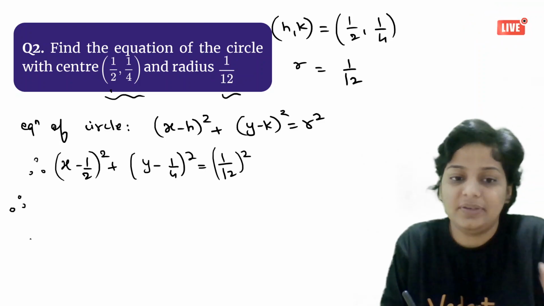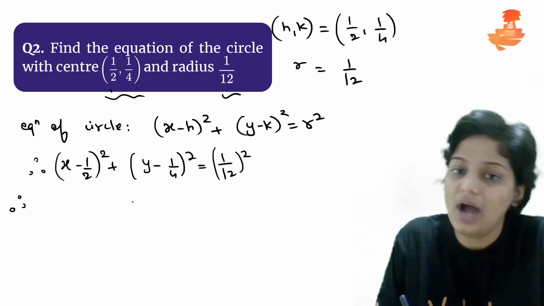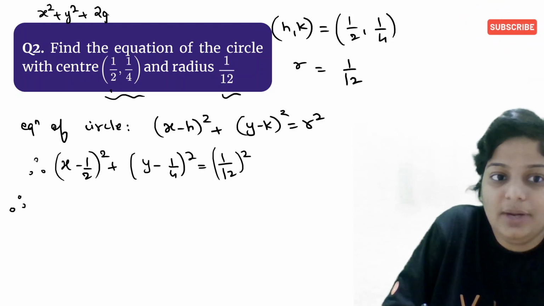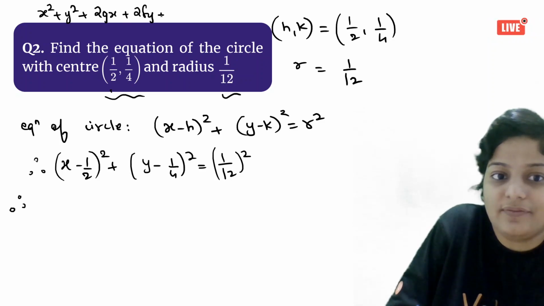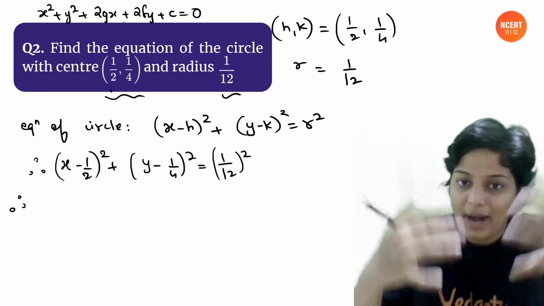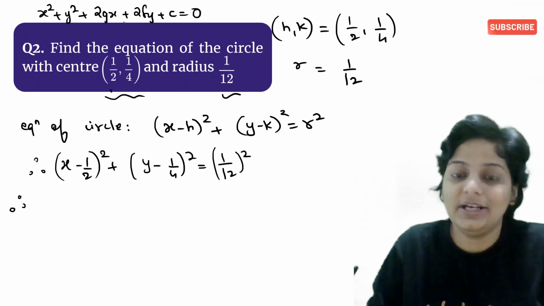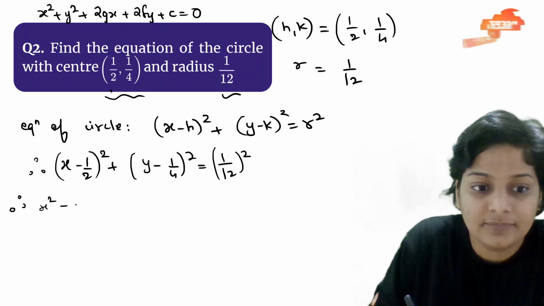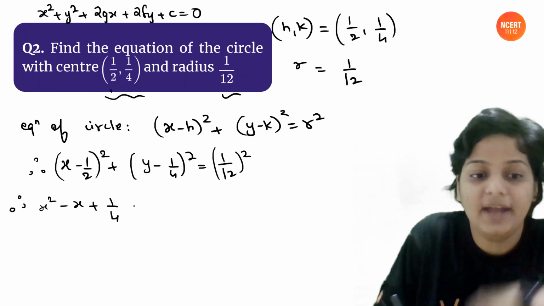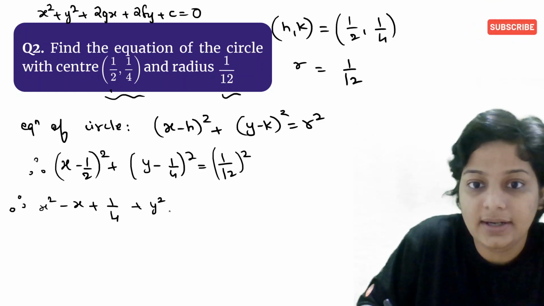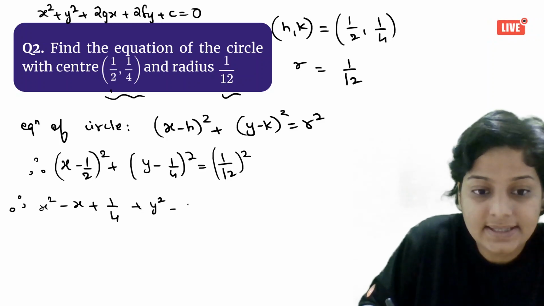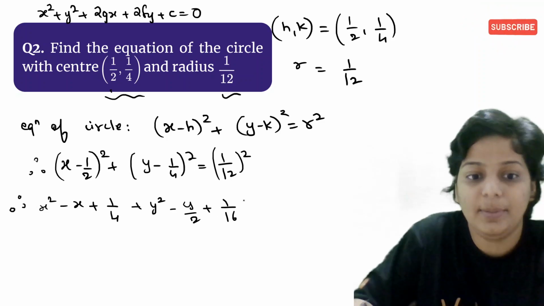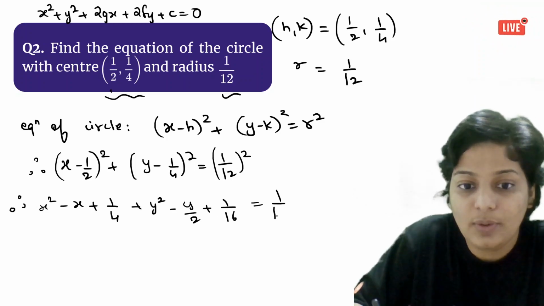बच्चों यहाँ पे अब सिंप्लीफिकेशन आने वाला है. यहीं पे स्टॉप मत करो. आपको याद होगा मैंने ये लिख के दिया था x² plus y² plus 2gx plus 2fy plus c equal to 0. इस फॉर्मेट में लेकर आइए आंसर को प्रॉपर्ली ओपन करके, है ना? So open it. x² minus x plus 1/4 plus y² minus y/2 plus 1 by 16, am I right, is equal to 1 by 144.